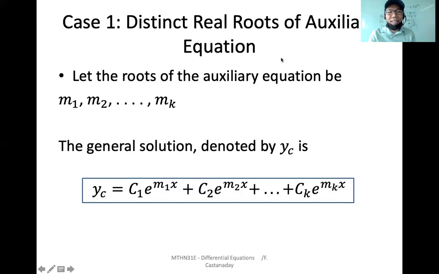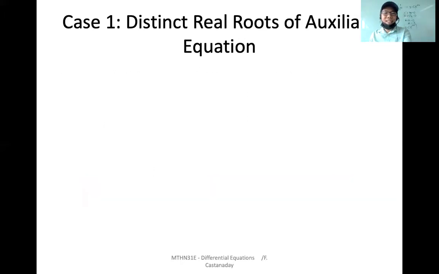Wala? Wala naman. Basta tatandaan ninyo ha, case 1, distinct or different real roots. Okay? Real roots. Lagi ko nang in-emphasize yan.